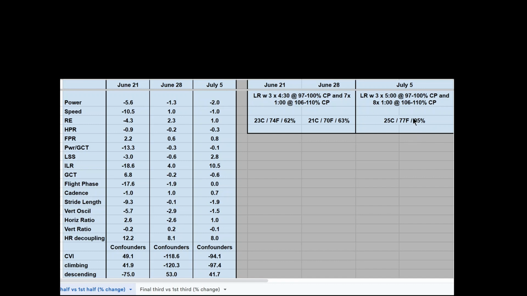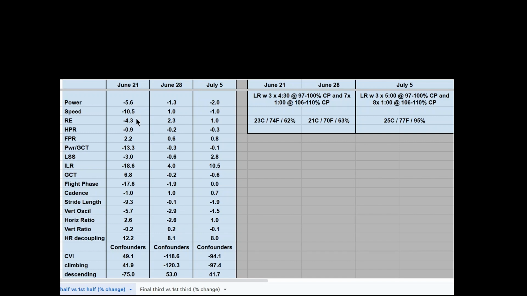So let's look at the second half versus the first half, the percentage of change that was seen. So in the first one, this is the one that was a little bit rough. The power was 5.6% lower in the second half than the first half. That makes sense. And speed particularly dropped off because running effectiveness dropped off considerably, 4.3% lower running effectiveness.